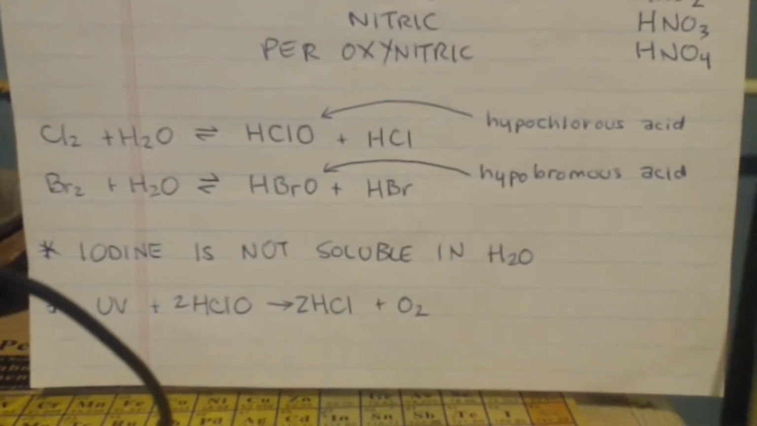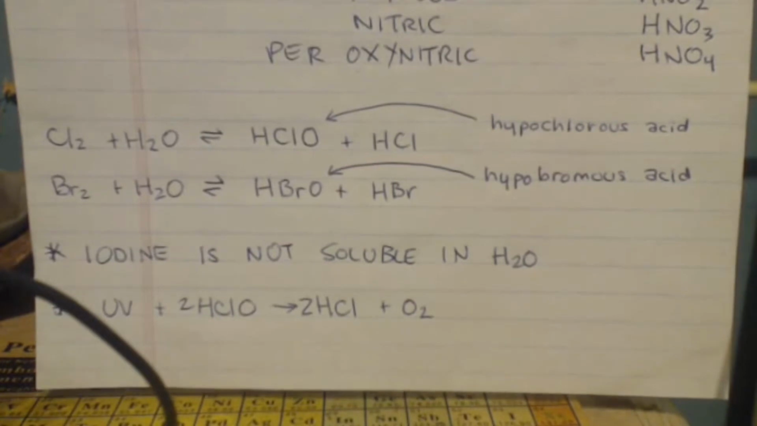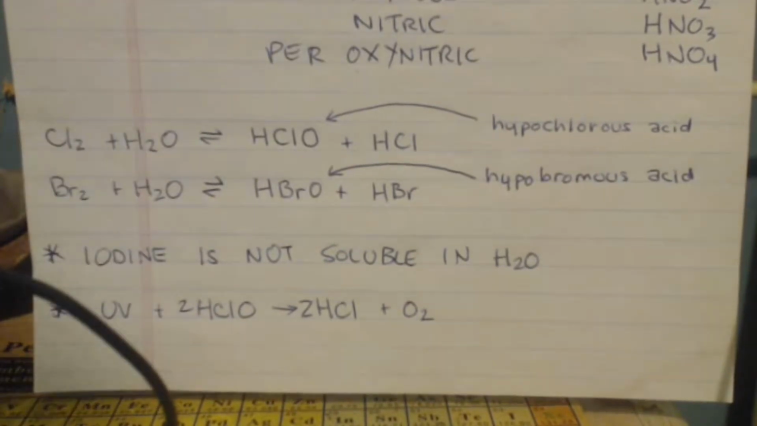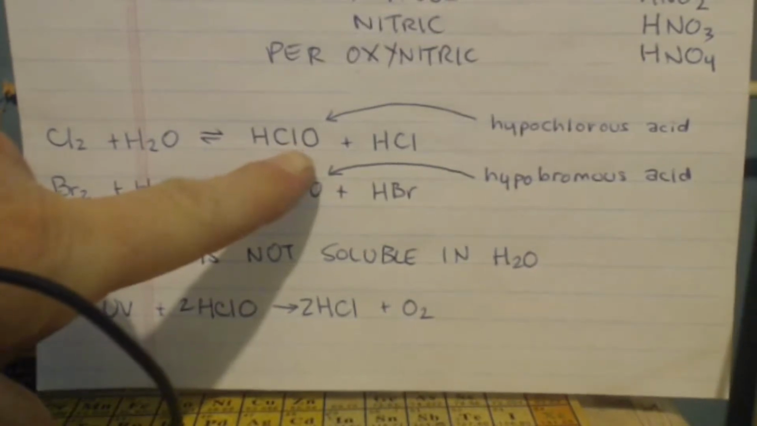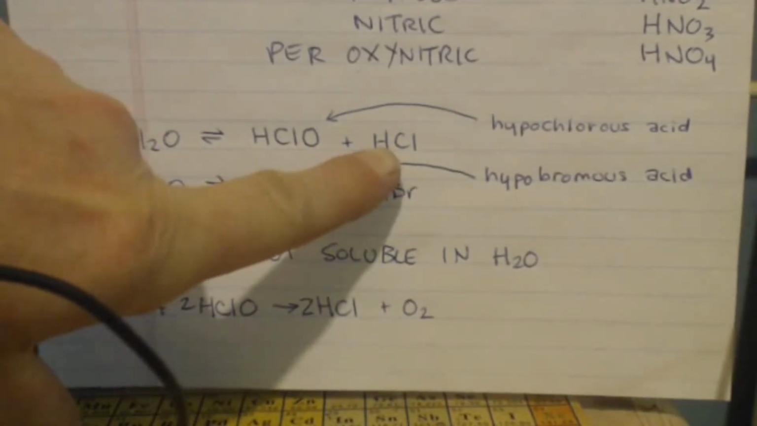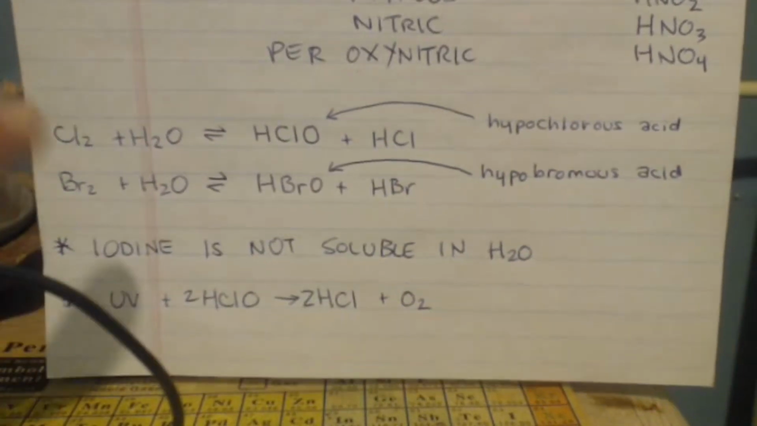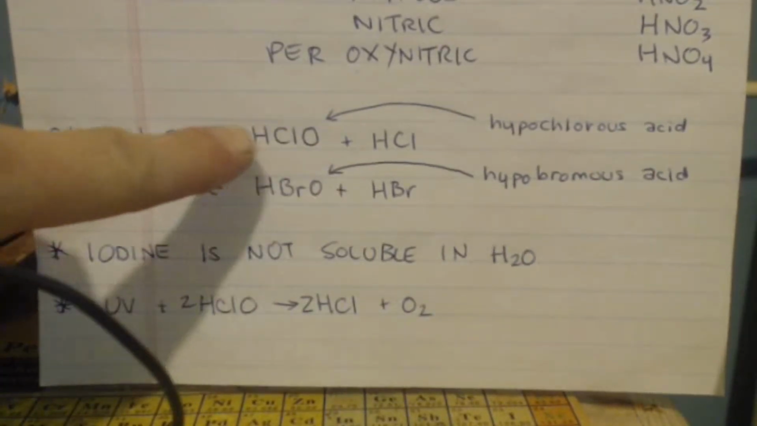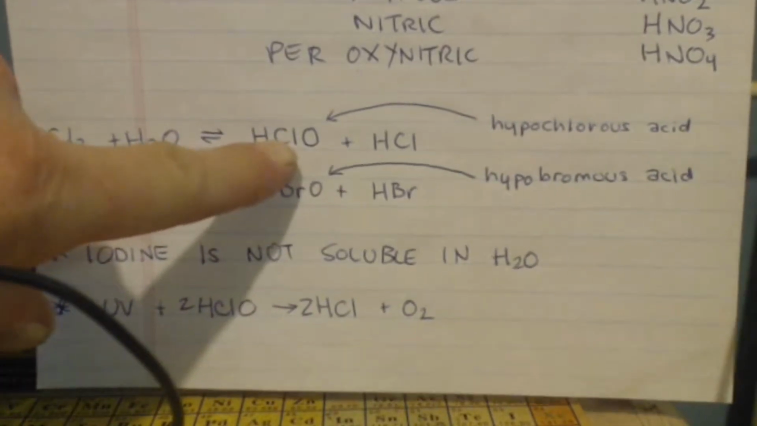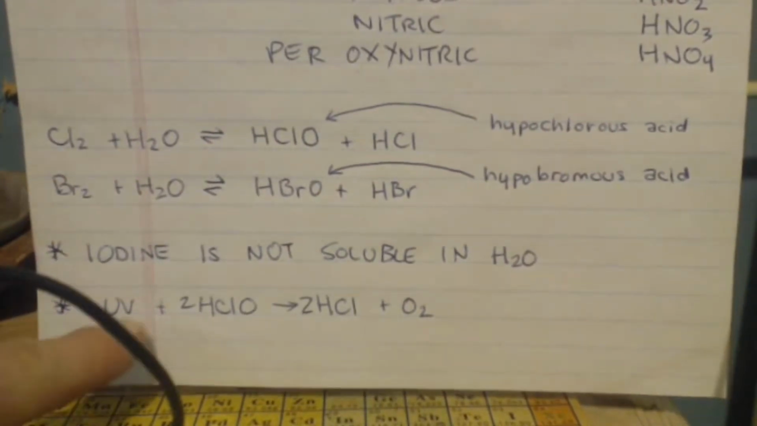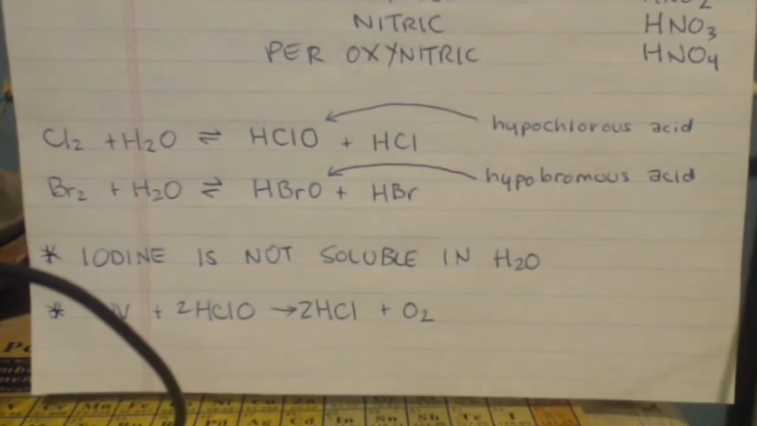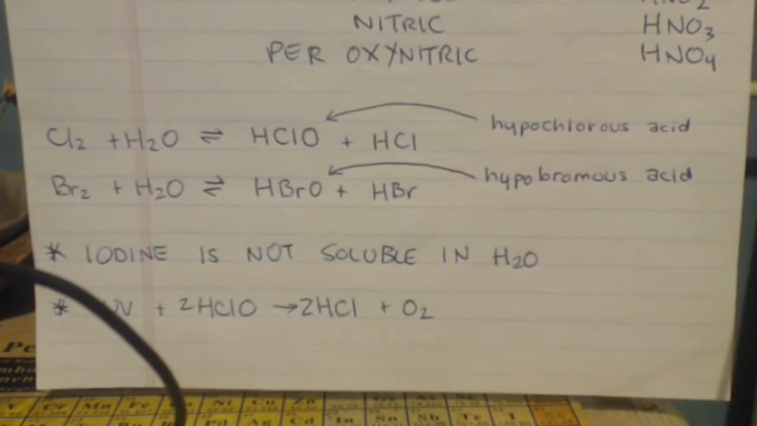Alright, so now, what happens when you put chlorine into water? You get an oxyacid, hypochlorous acid, and hydrochloric acid. Now if you want, you can put some UV light on that, and this will all decompose to HCl and O2. Oh, I have it down here. See, right here is the formula. And you could have all hydrochloric acid.